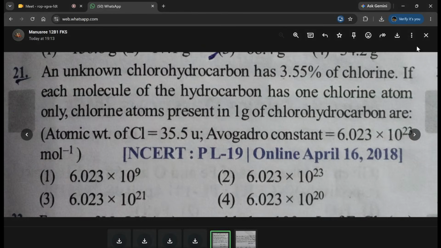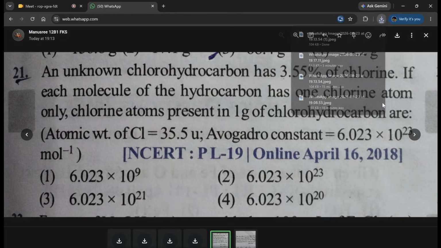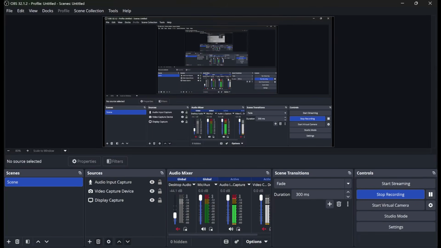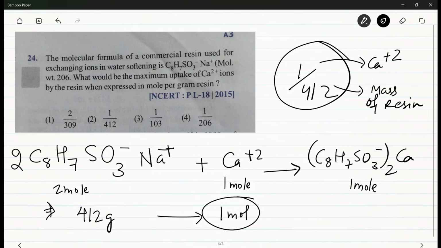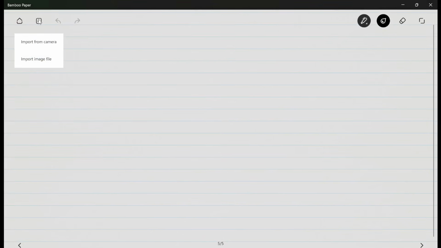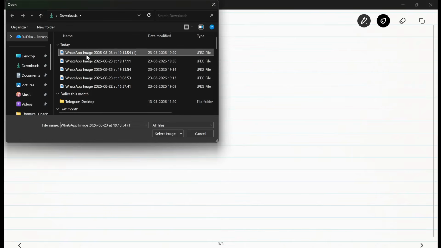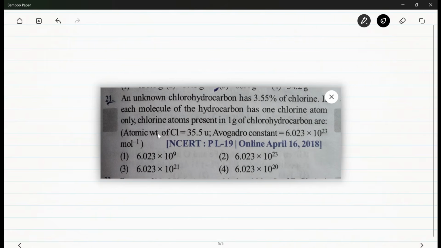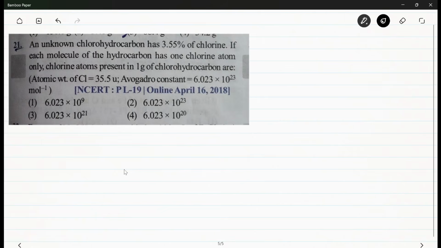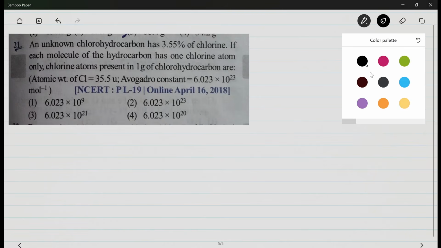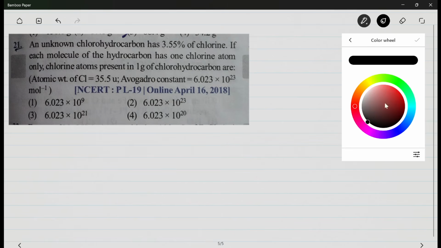21. 21 is a simple one, I guess. Let's check 21. How to solve 21? I think most of you got 21; whoever didn't get it, listen. A unknown molecule. A unknown molecule.